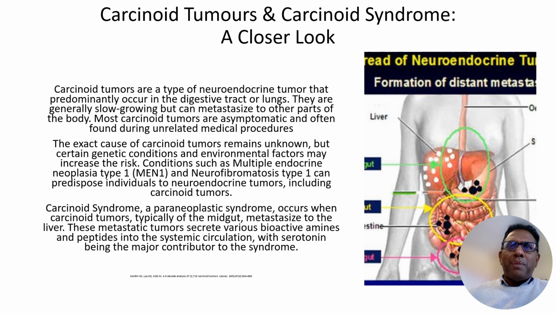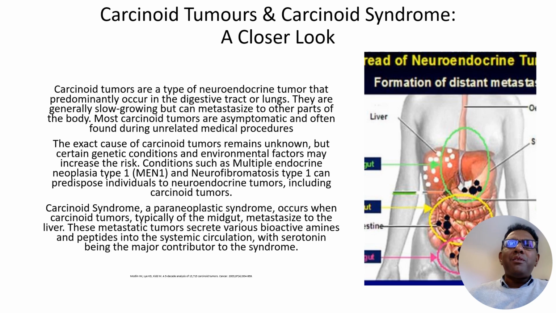Conditions such as multiple endocrine neoplasia 1 or neurofibromatosis type 1, the old von Recklinghausen syndrome, can predispose individuals to neuroendocrine tumors, including carcinoid tumors. So, what then is carcinoid syndrome?